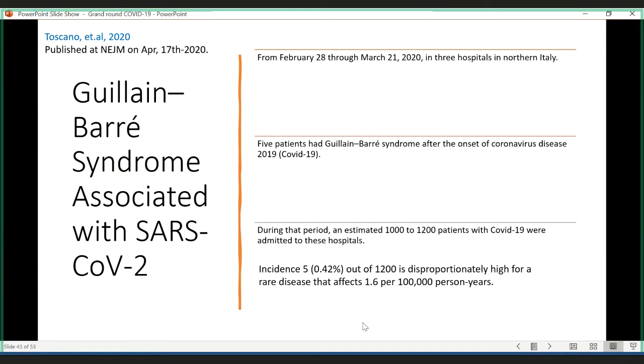So they state that the incidence of GBS tends to be higher than the incidence of this rare disease, which is expected to be 1.6 per 100,000 people per year.